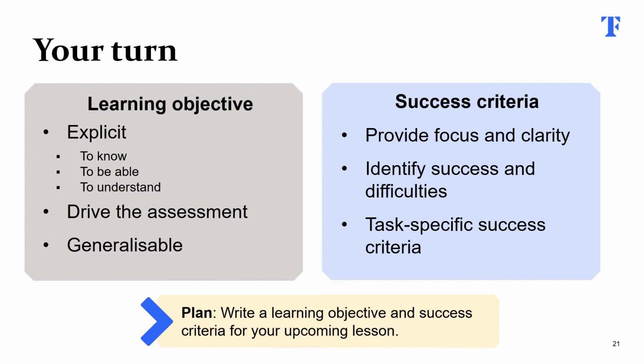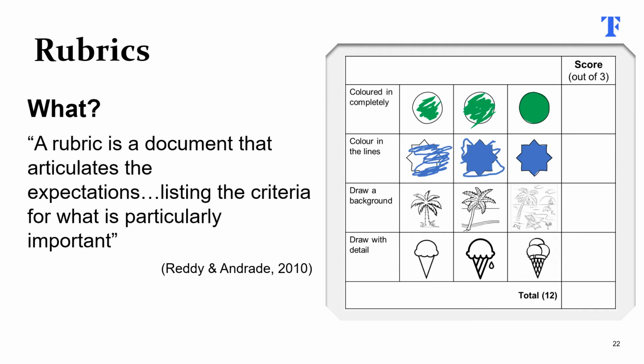Welcome back. Let's now move on to explore how rubrics can be used. So what are rubrics? According to Professors Malini Reddy and Heidi Andrade, rubrics are documents that articulate the expectations of an assignment by listing the criteria for what is important for that assignment and by describing levels of quality on a scale from excellent to poor, and this is from 2010.